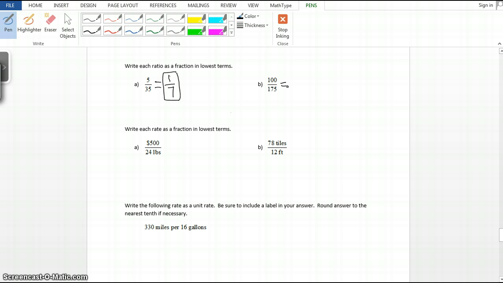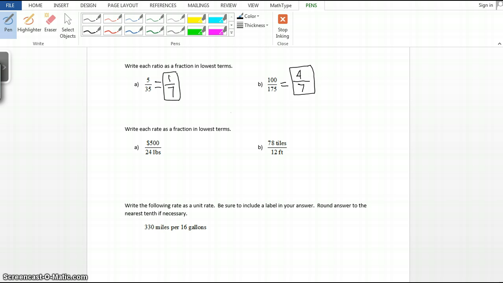Part B, you can see that 5 goes into both of those numbers, but there's actually a larger factor that's common to both of those. Any numbers that end in 00, 25, 50, and 75 are all divisible by 25. So let's take 25 out of both of those. 25 goes into 100 4 times, and it goes into 175 7 times. So reduced all the way, that answer is 4/7.